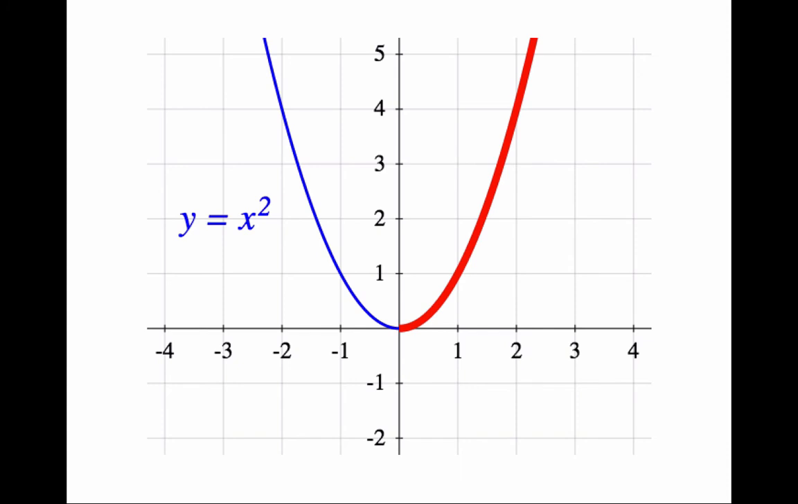To be clear, this is not the only choice I could have made. I could have chosen this other half of the graph instead. Or, if I get creative, perhaps this. But that could be silly. Instead, let's stick to my original choice. What is the inverse of the function represented by the piece of the graph in red? It is the square root.